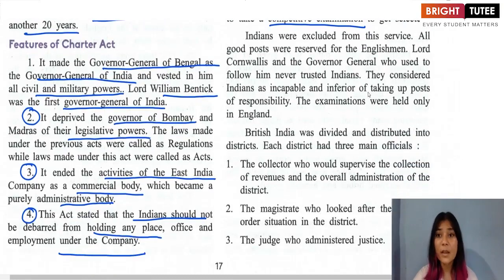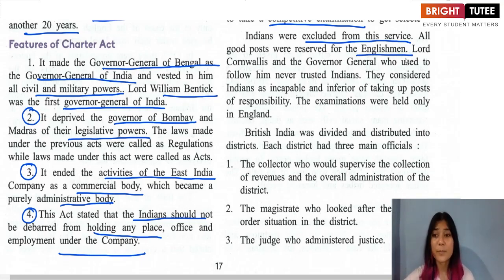Now, in the civil service, no Indians were included. They were excluded from the service. All posts were given to the Englishmen, to the British people. Lord Cornwallis and the Governor Generals who followed him never trusted Indians. They were not considered as good as the British officers. They were considered incapable and inferior, not good enough for taking up the responsibility or the position.